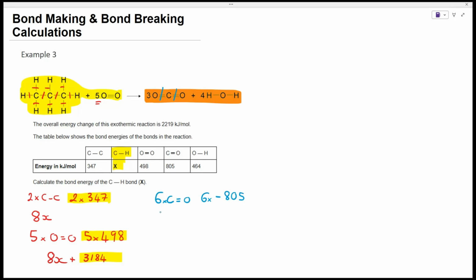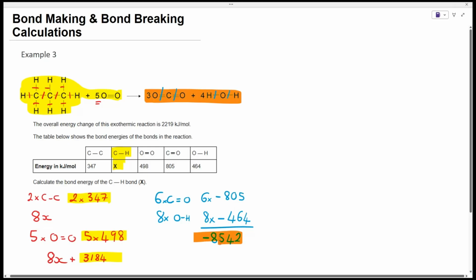Now, the second part, I'm going to have 8 O to H bonds, which is going to be 8 multiplied by minus 464. Now, all of that lot added together will give us another number, which is 8,542, but it is minus because it's bond making. Okay, so I'm just going to highlight that orange just so that makes things a little bit easier to see.